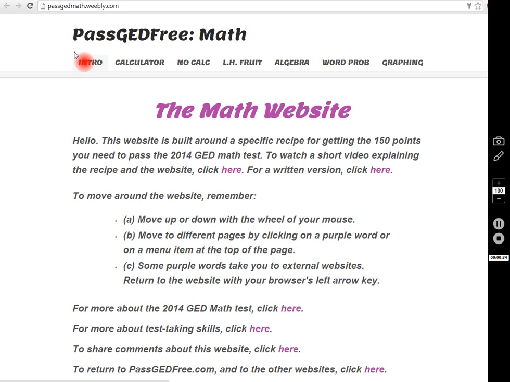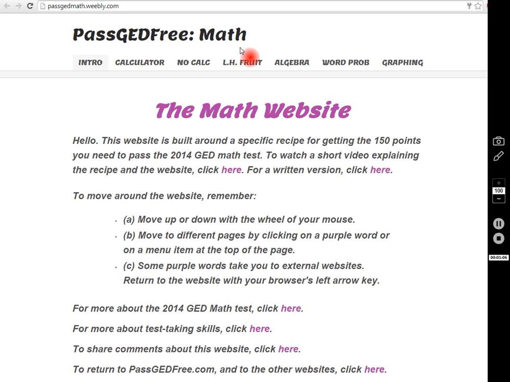This math website is organized around a recipe for getting the 150 points you need to pass the test. 7 capitalized titles run across the top of the screen. These are the 7 sections of the website. After the intro section, the next 3 are calculator, no calc, and LH fruit, which means low-hanging fruit. With these 3 sections, you can get at least 100 of the 150 points you need.